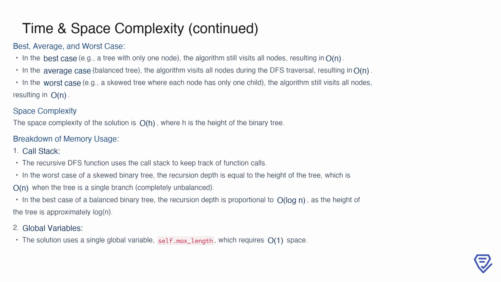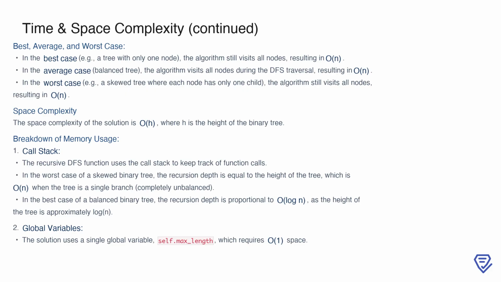Now, looking at the best, average, and worst case scenarios, the time complexity remains O(n) across all cases. In the best case, such as a tree with only one node, the algorithm still processes that single node. In the average case, often represented by a balanced binary tree, all nodes are visited once during the DFS traversal. Similarly, in the worst case, where the tree is skewed and resembles a linked list, every node is still visited exactly once. Thus, regardless of the tree's shape, the algorithm consistently achieves O(n) time complexity.